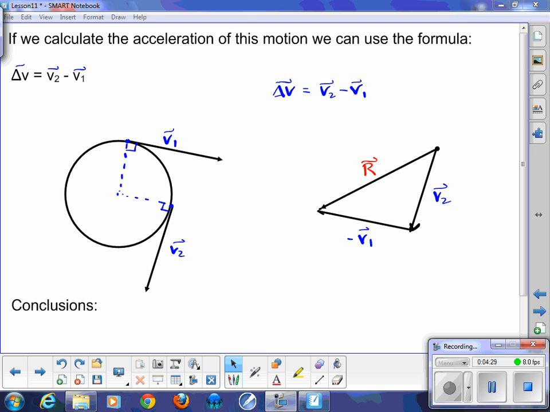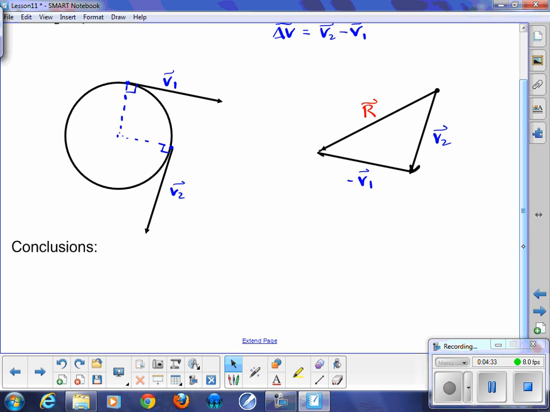So what does this mean then? Well, the information we can get from that triangle I just drew, let's talk about it for a second. We know that your velocity, the magnitude of velocity, hasn't changed. So therefore, we know that the magnitude of negative V1 is equal to the magnitude of V2. So those two magnitudes have to be equal.